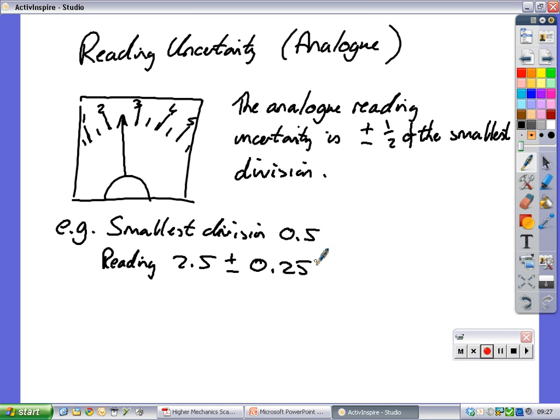Any questions on that? So what's the uncertainty again? That's uncertainty there, 2.5 plus or minus 0.25. But then you say something else. I says your reading could be anywhere between 2.25 and 2.75. But that's what that means. Plus or minus 0.25 means it can be anywhere between 2.25 and 2.75. Okay. That's how you calculate the reading uncertainty for digital and analog. Last thing we've got, random uncertainty. This is the easiest one.